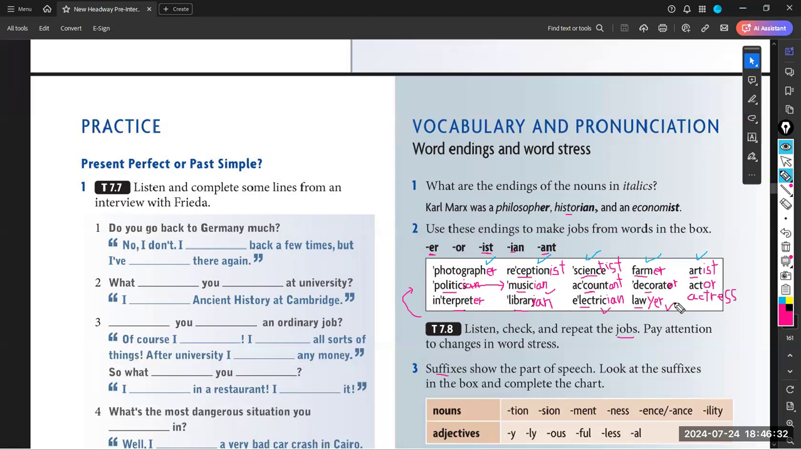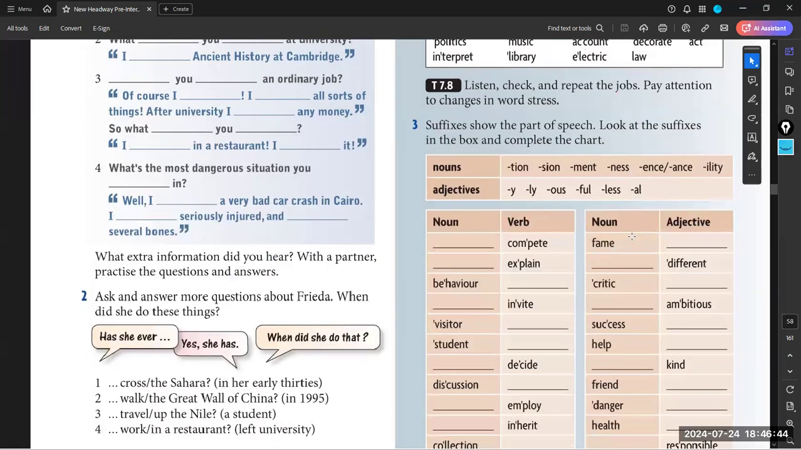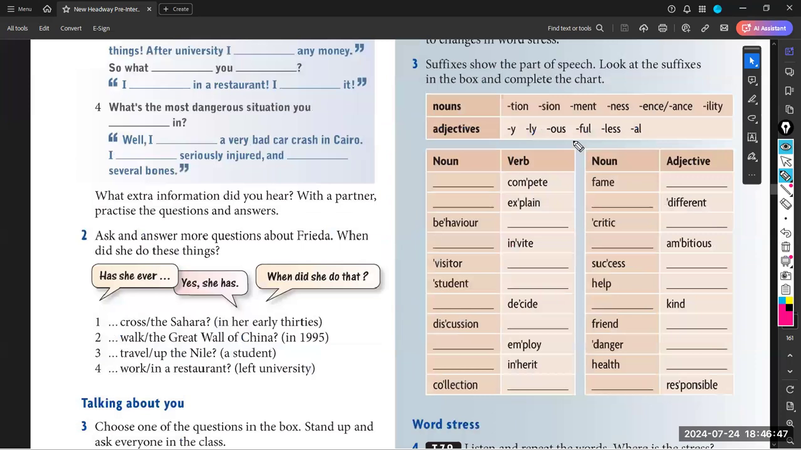So these are the suffixes. I have to be careful. I can add all these suffixes just to mention the jobs. It's not the end because we have another exercise about suffixes. Now, exercise number 3 is saying suffixes show the part of speech. Nouns, verbs, adverbs, adjectives. So I can use suffixes to change the part of speech. Let's take a look at these suffixes in the box and complete them with the words that we have in the chart.